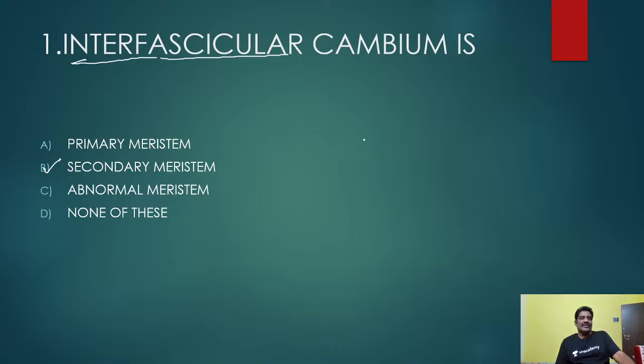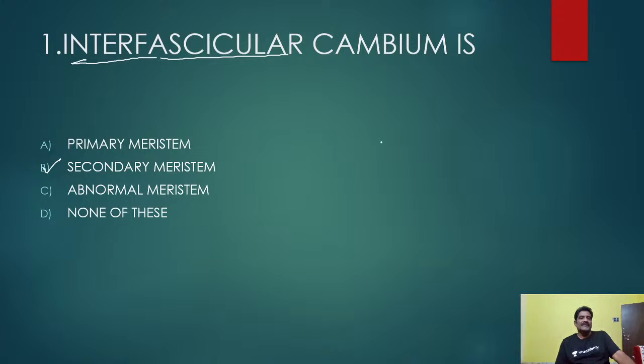Meristems, you know very well, are tissues. Plant tissues are classified into meristems and permanent tissues. Under permanent tissues, there are simple tissues and complex tissues. Under simple tissues, parenchyma, collenchyma, sclerenchyma. Under complex tissues, xylem and phloem.